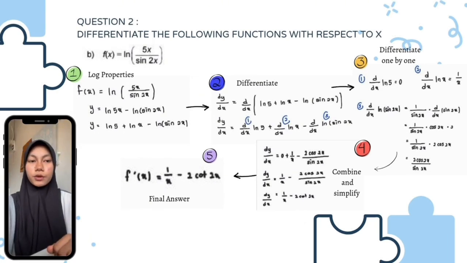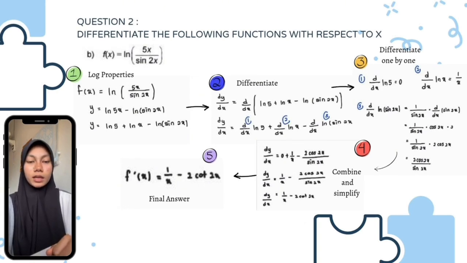Now, we differentiate both sides. dy over dx equals d over dx log 5 plus d over dx log x minus d over dx log sin 2x. For term 1, d over dx log 5 equals 0 because log 5 is a constant. For term 2, d over dx log x equals 1 over x. For term 3, we use the chain rule. d over dx log sin 2x equals 1 over sin 2x multiplied by d over dx sin 2x.